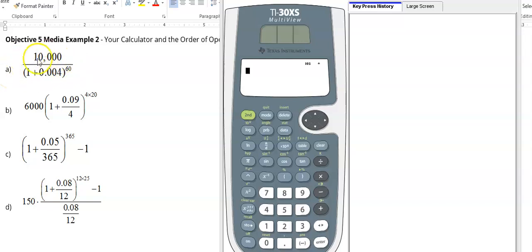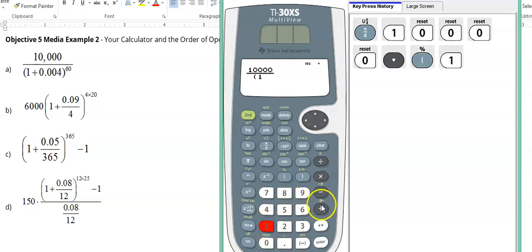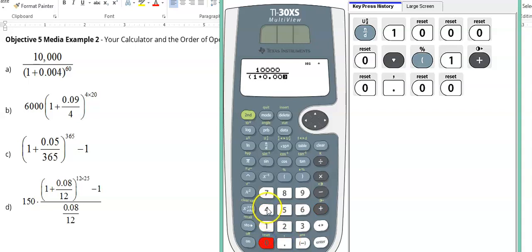I see a fraction. So the first thing we want to do is get a fraction ready. 10,000 goes on the top. Did I get all the zeros? Nope. There we go. I use the arrow to go down, okay? And you need to put this entire expression in parentheses. It's raised to the 60th power. And again, when all else fails, just use the same form that you see written.